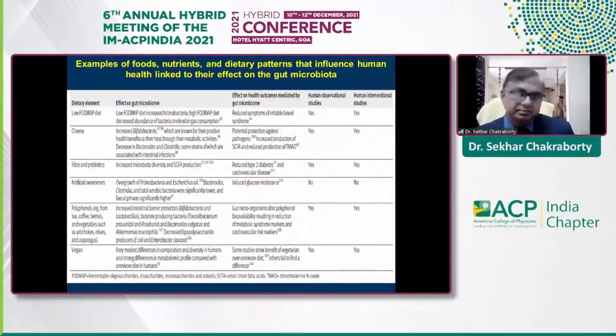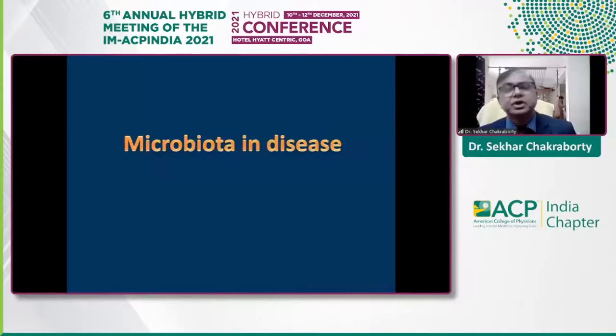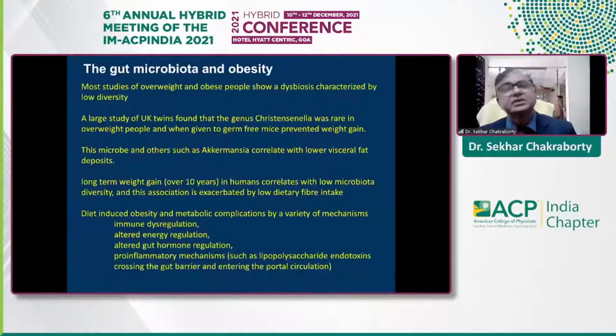So this is the chart showing different foods, in the form of cheese, yogurt, low FODMAP diet, artificial sweeteners, and polyphenols, which are important. Coming to the microbiota in disease, it has a close correlation with obesity. A large study from the UK twins found that the genus Christensenella was rare in overweight people, and when given to germ-free mice, it prevented weight gain. So diet-induced obesity and metabolic complications arise by a variety of mechanisms: immune dysregulation, altered energy regulation, gut hormone alteration, pro-inflammatory mechanisms, as well as crossing the blood-brain barrier.